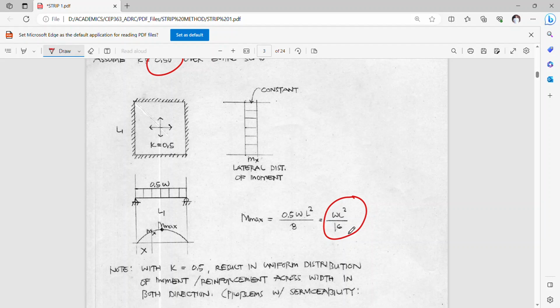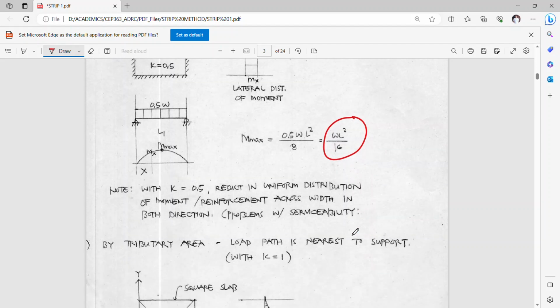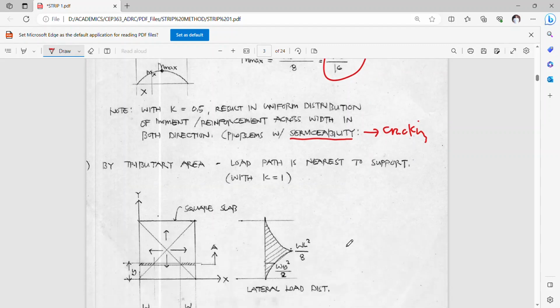So note that with k equals 0.5, the resulting uniform distribution of moment reinforcement across the grid in both directions will create some problems on serviceability, manifested by cracking at certain sections of your slab. By using a tributary area, the load path nearest to the support will be your choice of distribution.